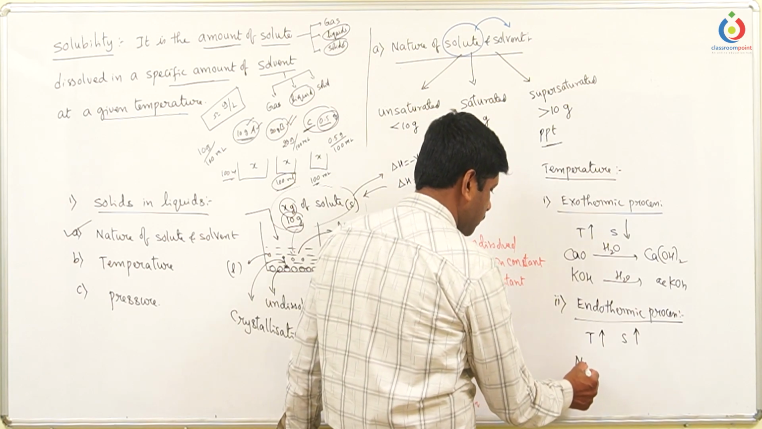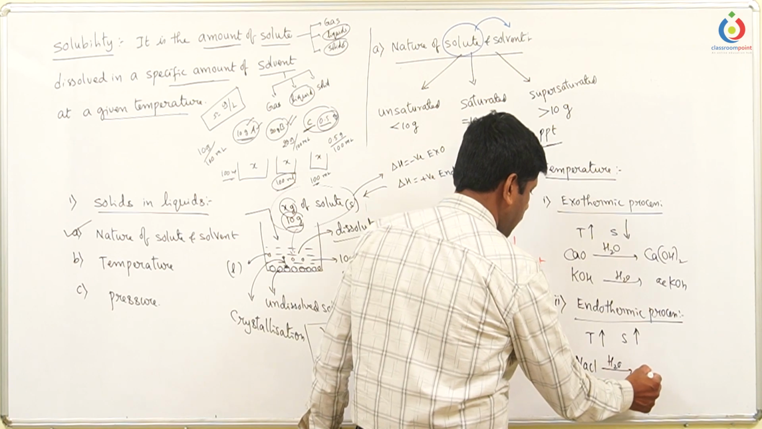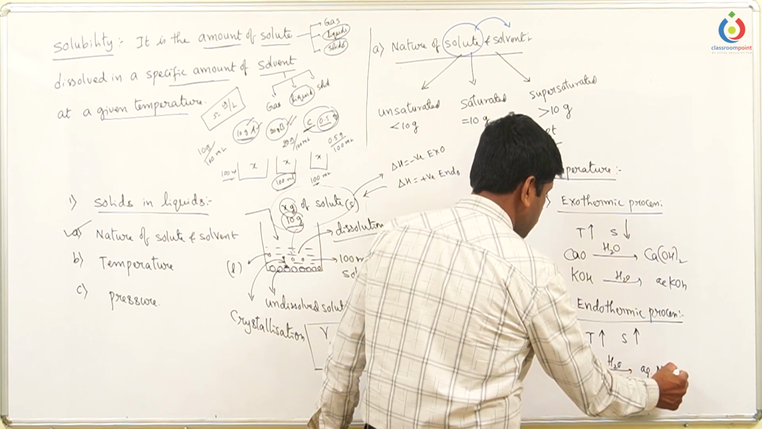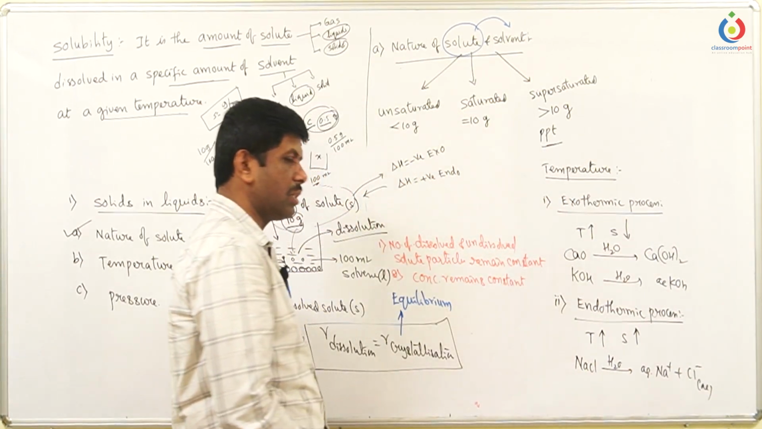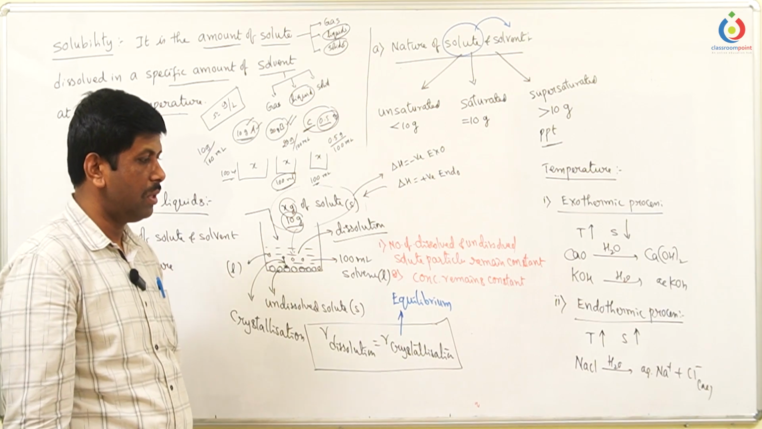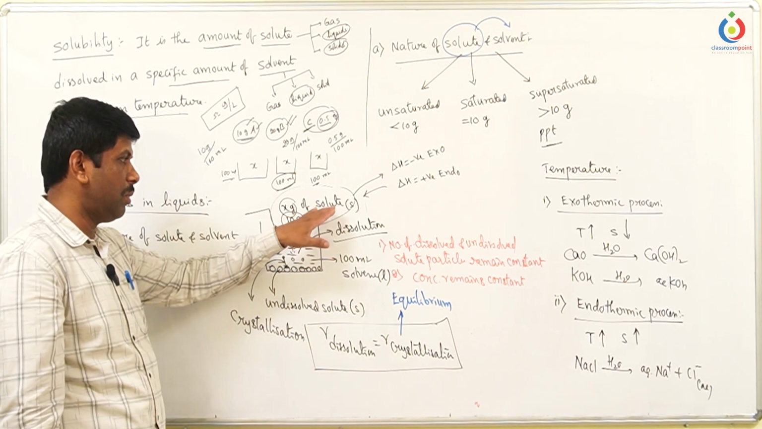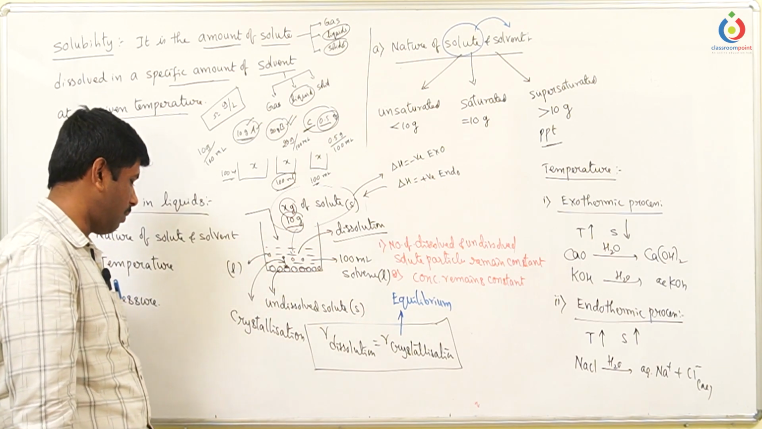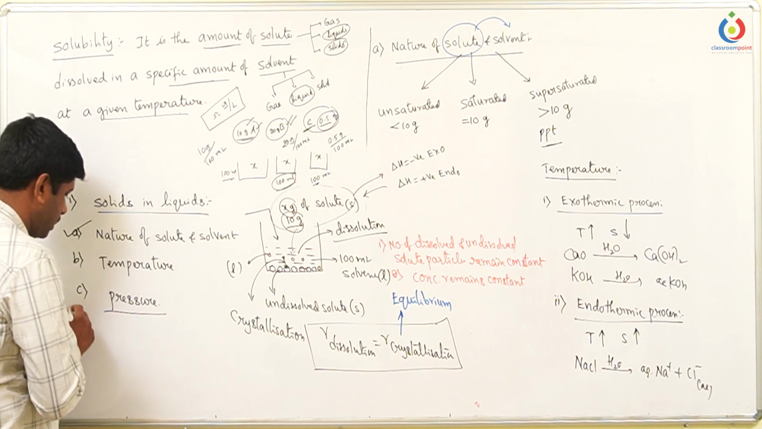Example, NaCl. When NaCl is added to the water, you will get the aqueous forms of Na+ and Cl- ions. So this dissolution process is an endothermic process. The more temperature you give, the more solute can be dissolved. So that is the effect of temperature on the solubility of the solutes in the solvent. Now let us see the effect of pressure finally.